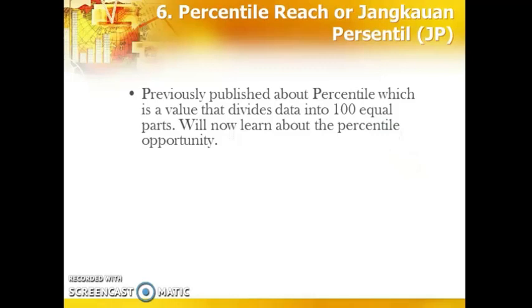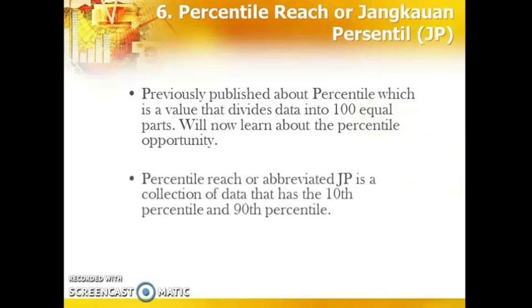Previously we learned about percentile, which is a value that divides data into 100 equal parts. We'll now learn about the percentile range. Percentile range, or abbreviated JP, is a collection of data that has the 10th percentile and 90th percentile.